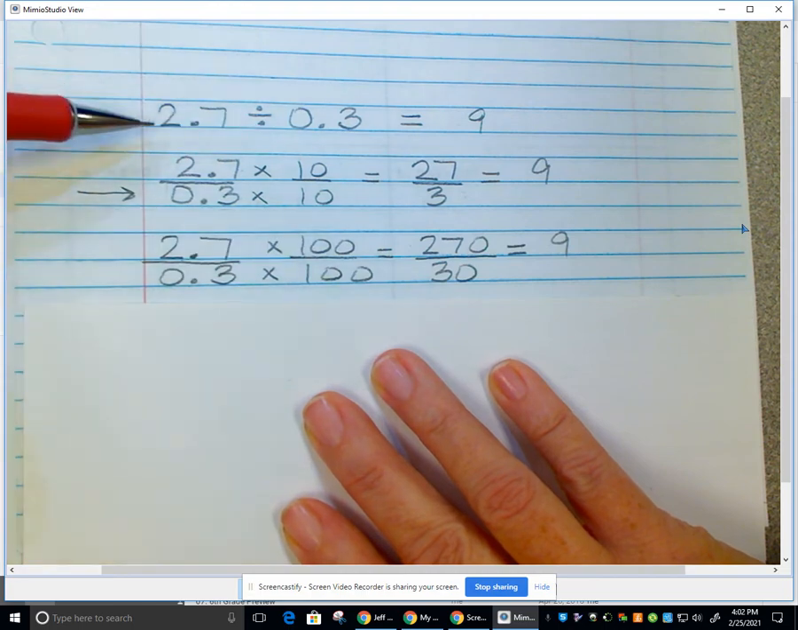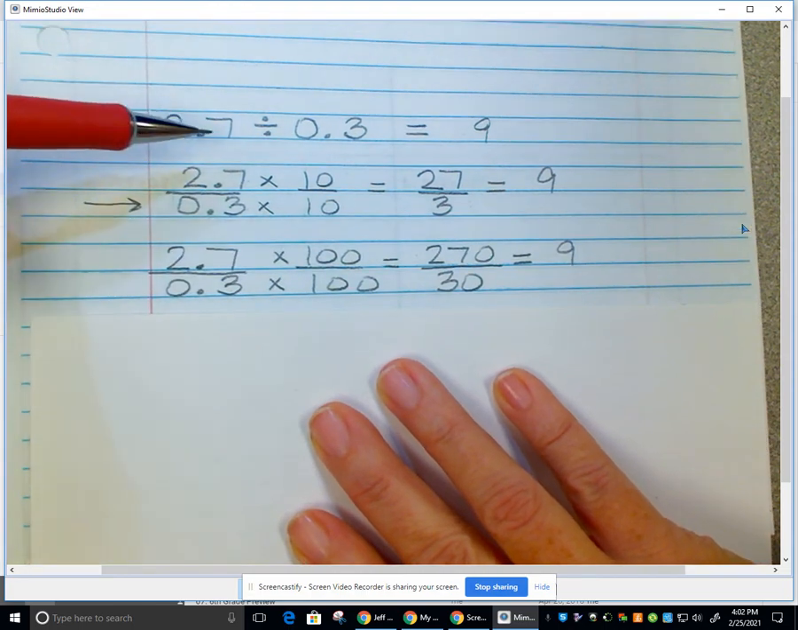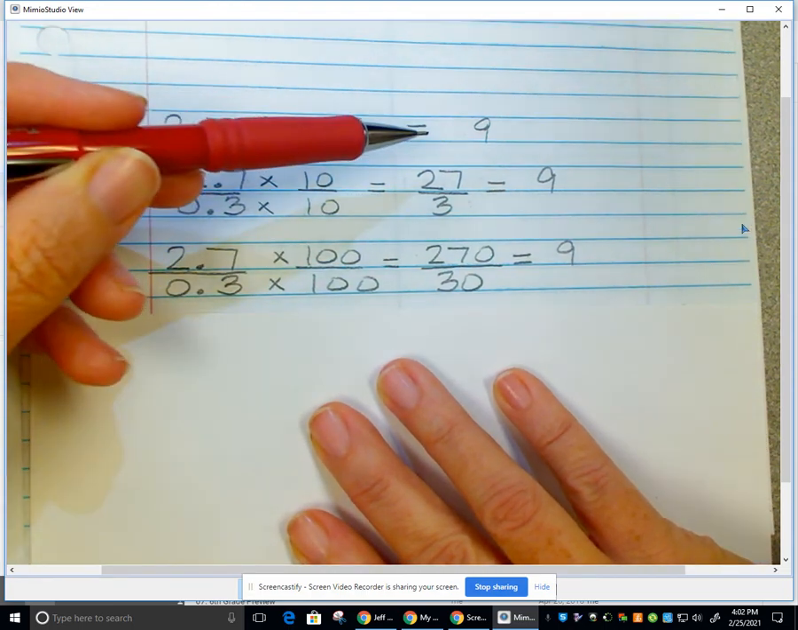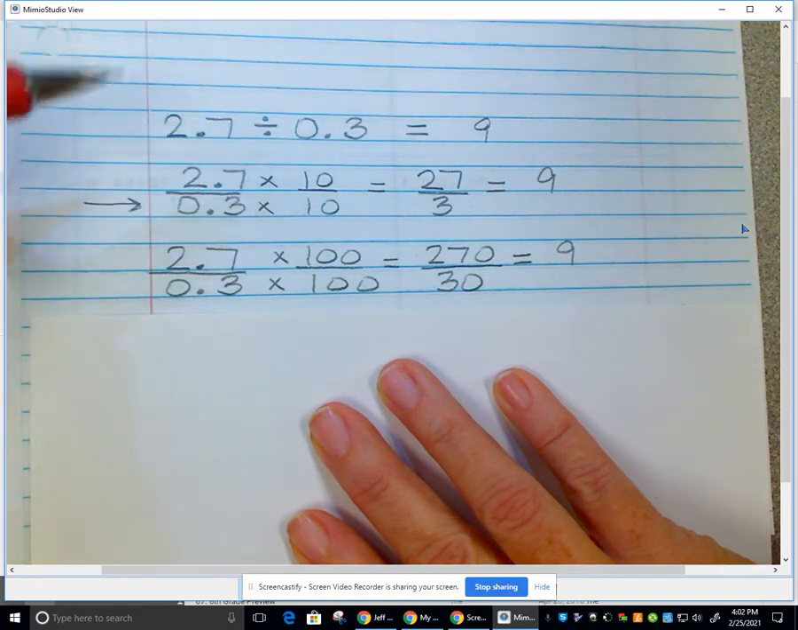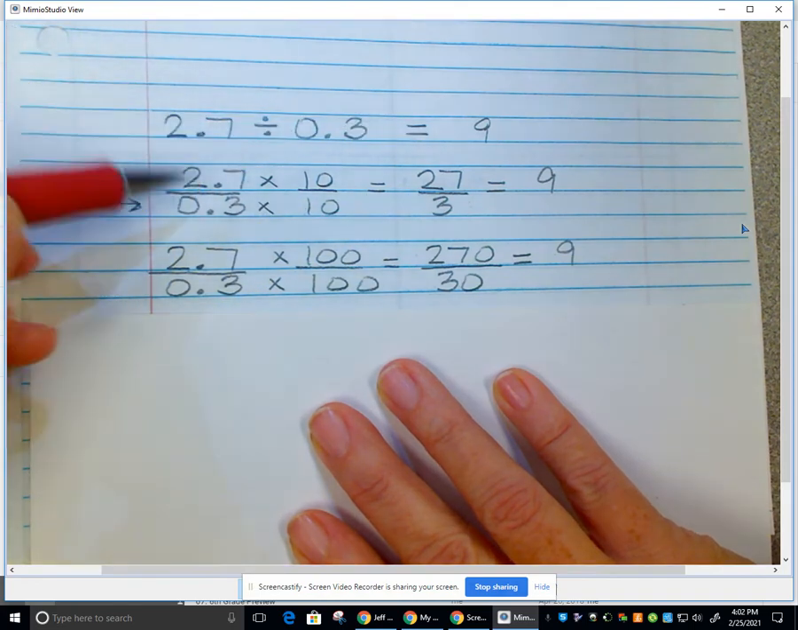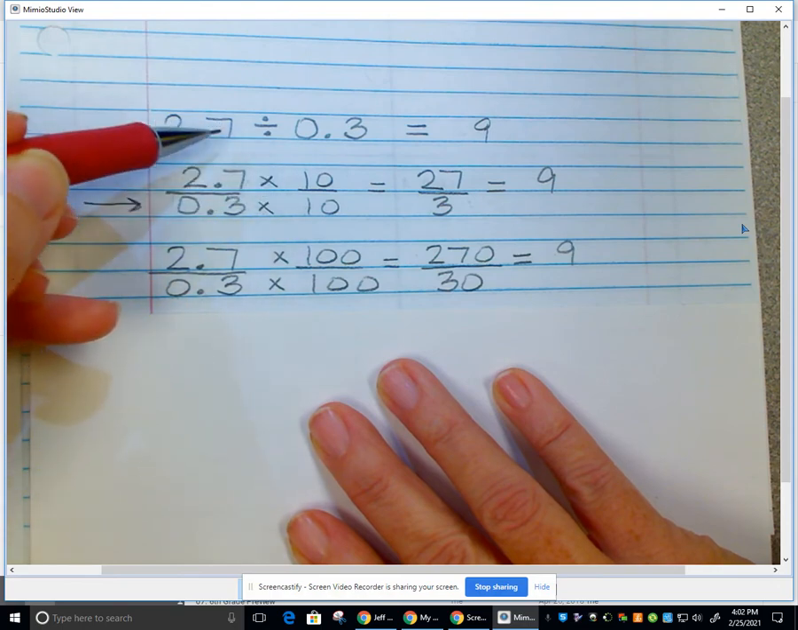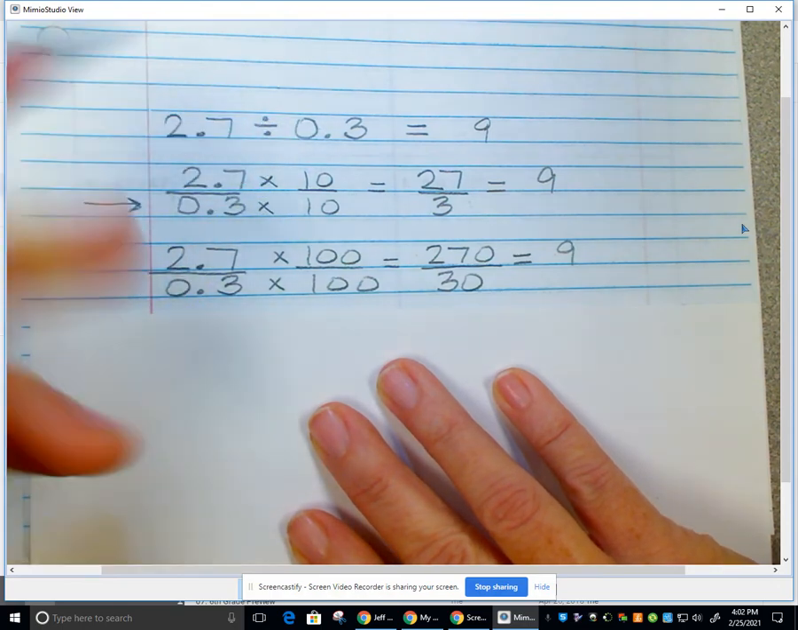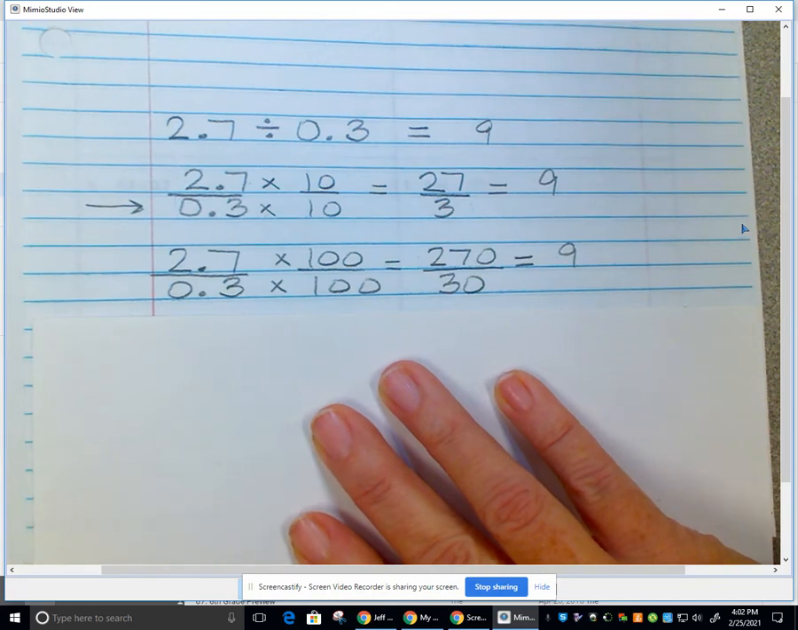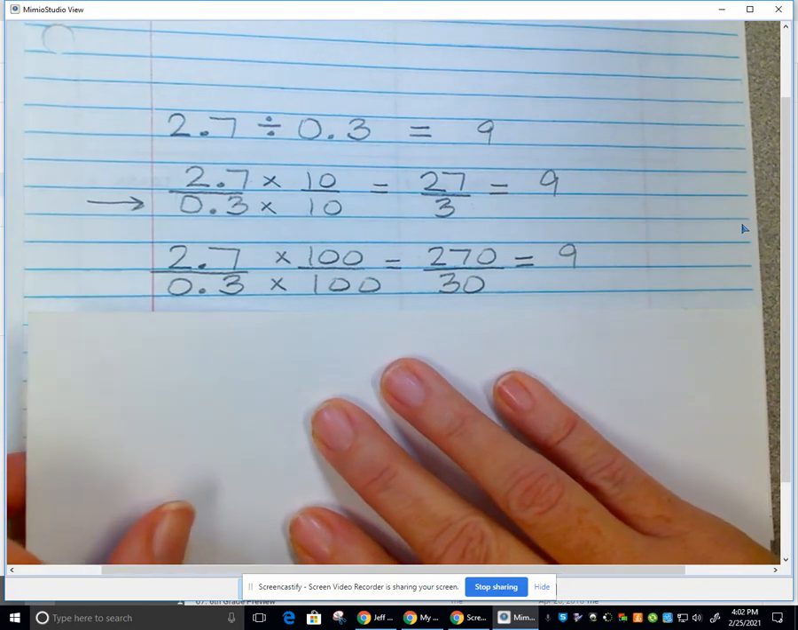Now, a decimal divided by a decimal can be divided, but it's not very friendly to work with. The reason I take these steps is so that I can get these numbers friendlier to work with. As we go through the practice today, I think you'll understand that better.